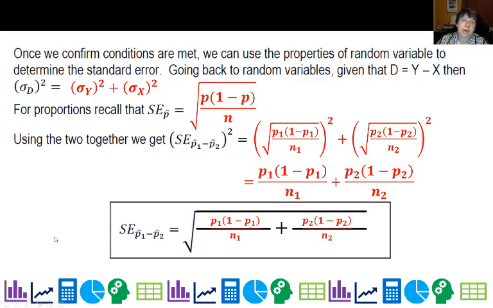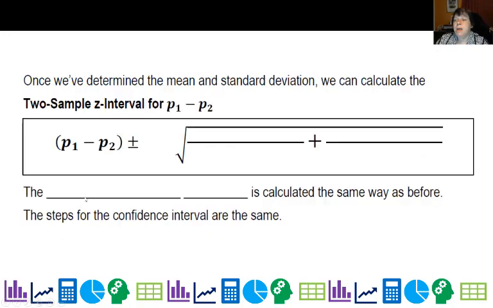So now we know how to calculate the point estimate for the difference and the standard error for the sample. So once we've done that, we can do a 2-sample z interval for p1 minus p2. So it's whatever this point estimate is for the difference, plus or minus your critical value, and that new formula for our standard error. Remember, the critical value is calculated the same way as before, and the steps for the confidence interval in terms of determining the critical value are the same.